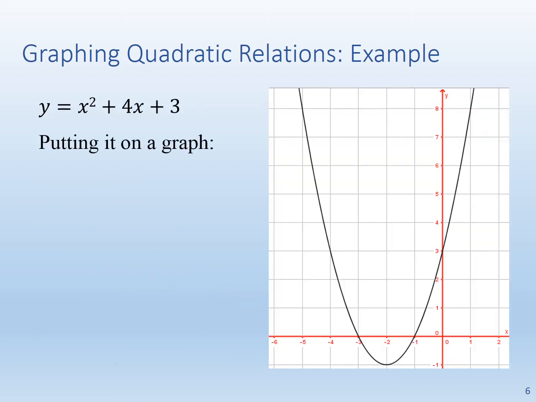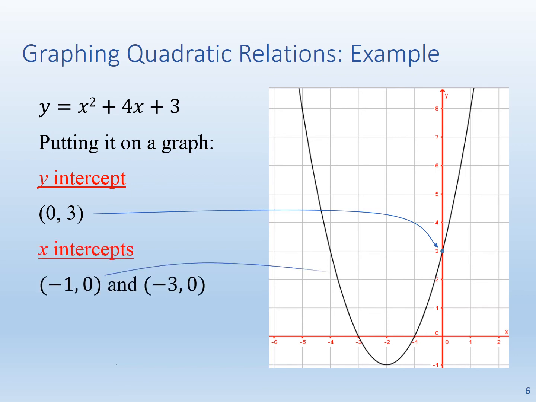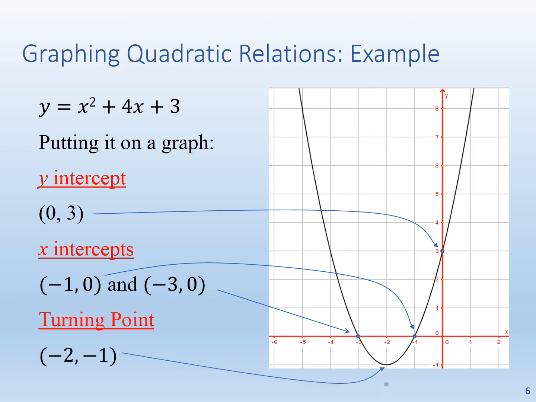Let's put all of those points now on our graph. The y-intercept is 3, so we'll plot a point there on the y-axis at 3. The x-intercepts are minus 1 and minus 3, so we'll plot points on the x-axis there. And the turning point is minus 2, minus 1, so we'll plot that point there as well. Now we can find another point quite easily by symmetry.